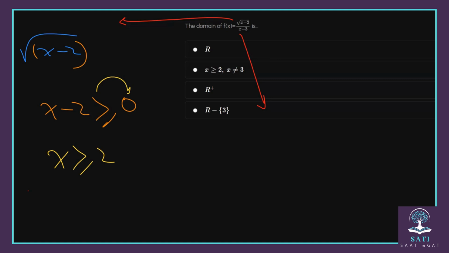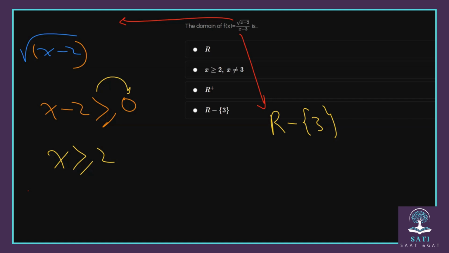And for the denominator here, we know if we have a quotient, the domain can be all real numbers except the numbers that will make the denominator 0. So what number can make the denominator here 0? It is 3. So that means it is all real numbers except 3.